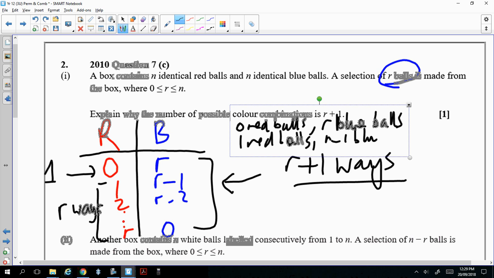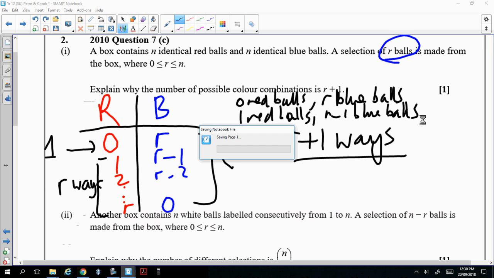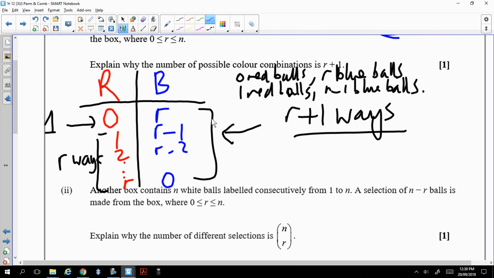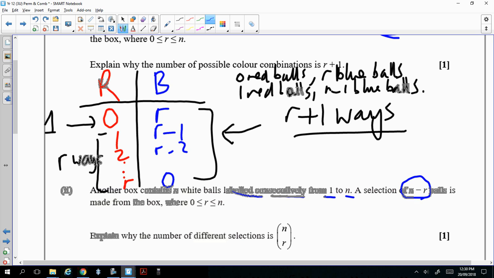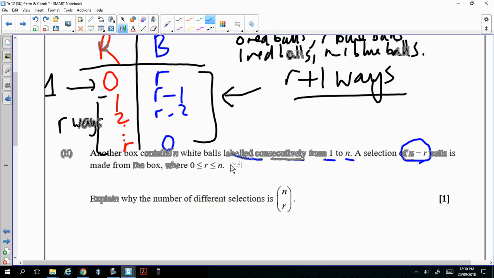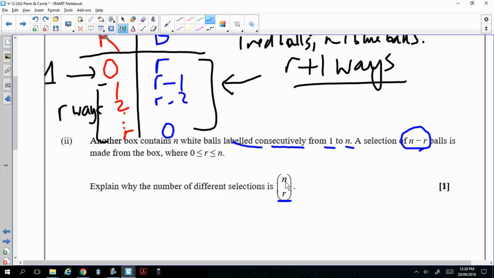The next part, there are white balls, but the white balls are different. They are labeled consecutively from 1 to n, and you're going to select n minus r balls. And explain why this is the number of selections. Again, only 1 mark, so what would you do? Well, that's pretty easy. The balls are different. You just go nC(n minus r), isn't it? That's the number of ways of selecting the n minus r white balls. But we know by the symmetrical property that this must equal nCr. You probably have to mention the word symmetrical properties.